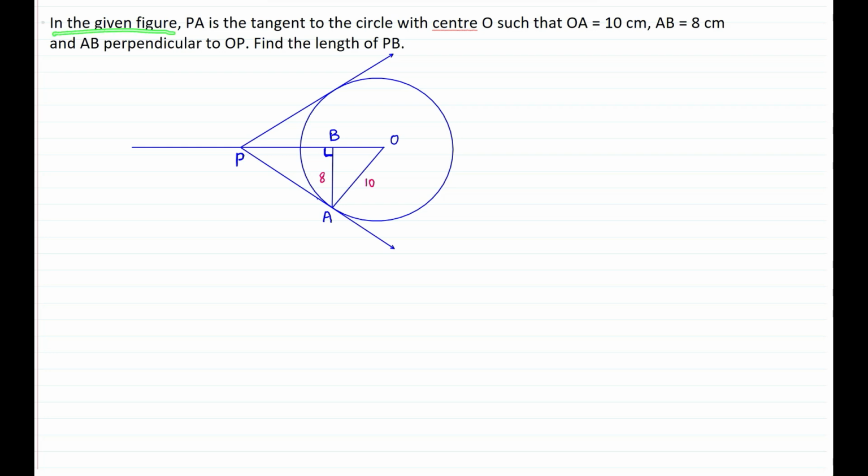In the given figure, PA is a tangent. Where is PA? This is PA. PA is a tangent to the circle O, such that OA is equal to 10 centimeters, and AB is 8 centimeters, and AB is perpendicular to OP. Find the length of PB. We need to find this length.